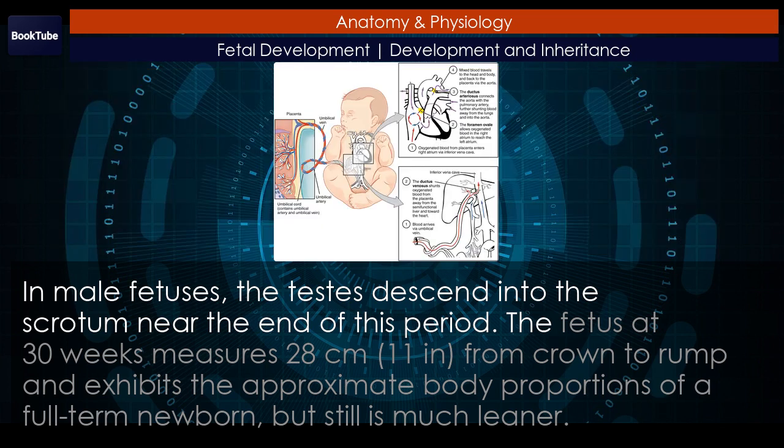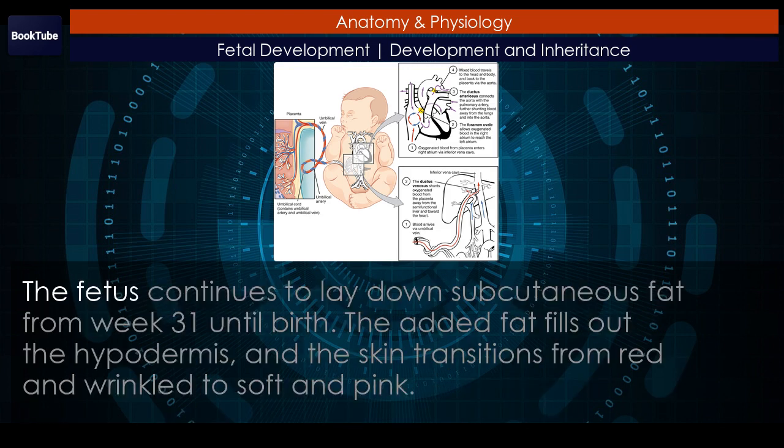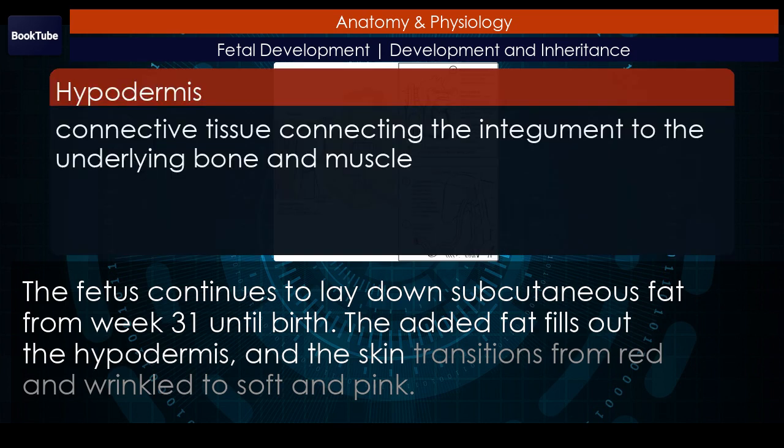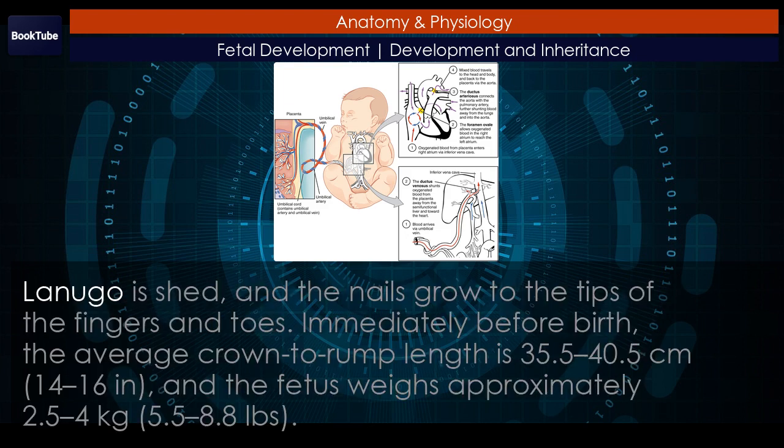The fetus at 30 weeks measures 28 centimeters, 11 in., from crown to rump and exhibits the approximate body proportions of a full-term newborn, but still is much leaner. The fetus continues to lay down subcutaneous fat from week 31 until birth. The added fat fills out the hypodermis, and the skin transitions from red and wrinkled to soft and pink. Lanugo is shed, and the nails grow to the tips of the fingers and toes.